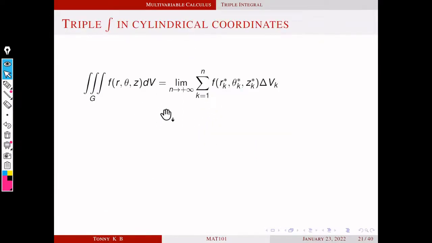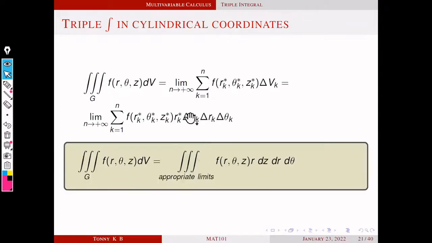Okay. Then we can substitute delta Vk in this formula. So this becomes the limit as n tends to infinity, sigma k equals 1 to n, of this, where instead of delta Vk we have Rk star, delta Zk, delta Rk, delta theta k. Then what is the triple integral notation of this representation? As per our previous results, we can write this infinite sum as the triple integral over the corresponding limits of f of r, theta, z, r dz dr d theta. So we can write our triple integral in cylindrical coordinates like this.